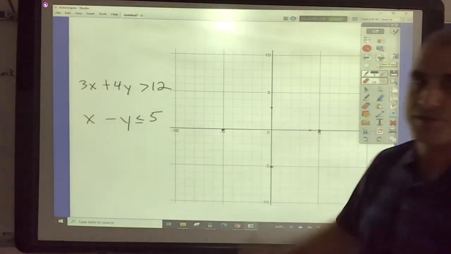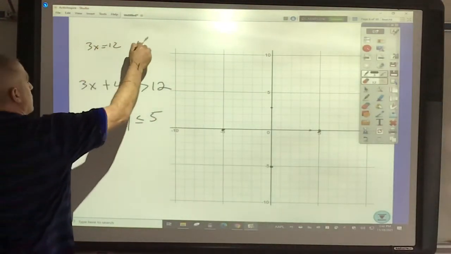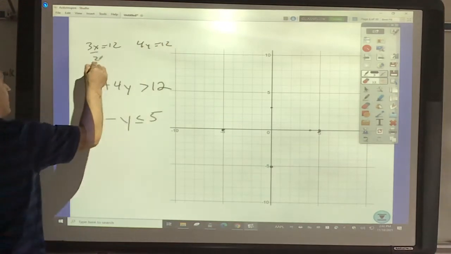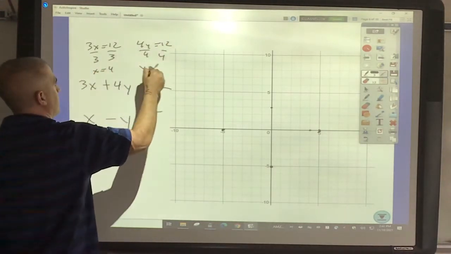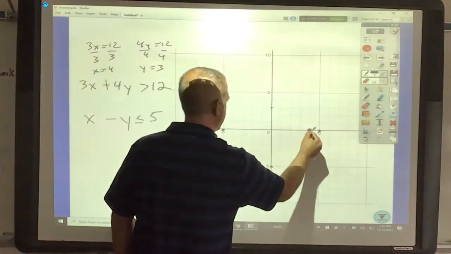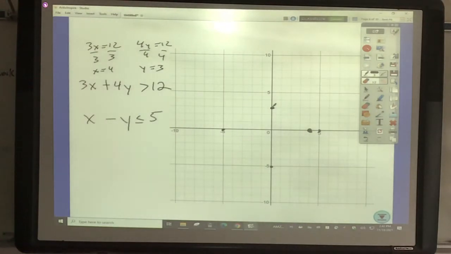All right. So here's another one. I got 3x equals 12, 4y equals 12. Divide by 3, I got x equaling 4. Divide by 4, I got y equaling 3. So 4 for x, 3 for y. Okay. All right.